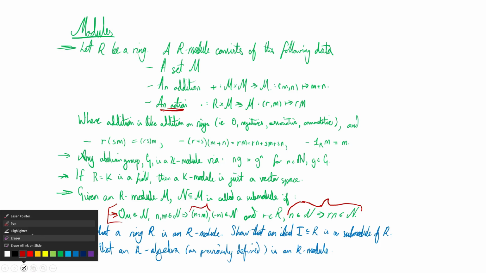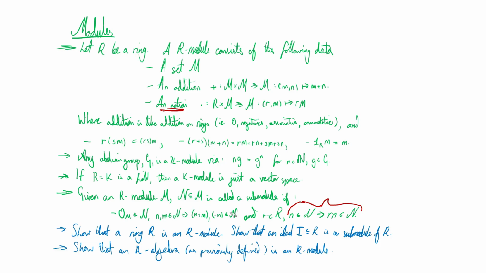But I want you to show that a ring is itself an R module where this action is just R times R, because M is R here, and then I want you to show that an ideal is a submodule. Well, if you have an ideal, then this is just the multiplicative black hole thing.